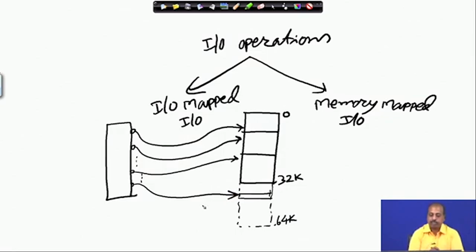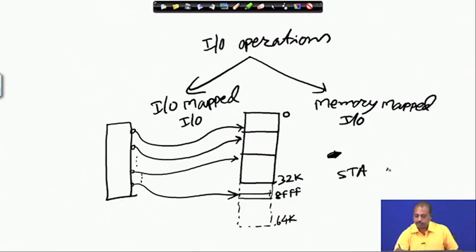If that is the situation, then the out operation and the memory write operation are similar. If this address is say 8FFF, then instead of doing an out operation, we can simply use a store accumulator type of instruction. We can say STA 8FFF. As a result, the accumulator content will try to be stored at location 8FFF, and so the value that is there in the accumulator will be going to the device.